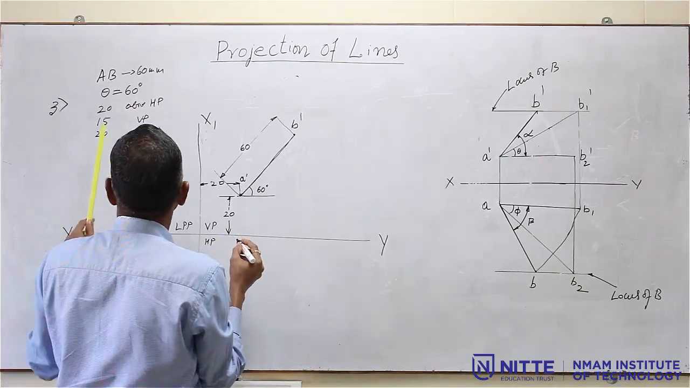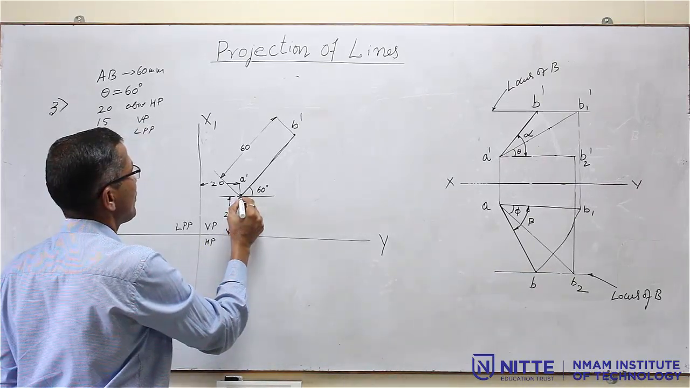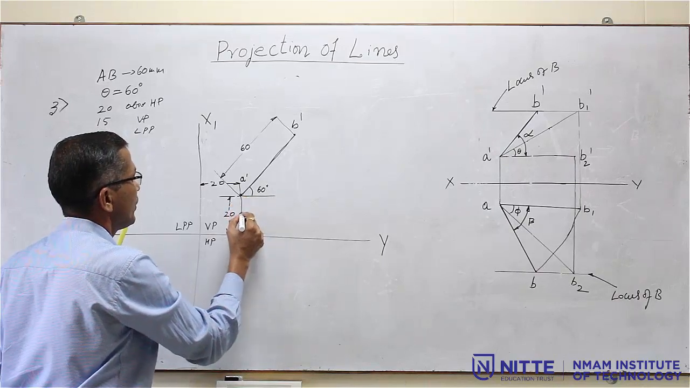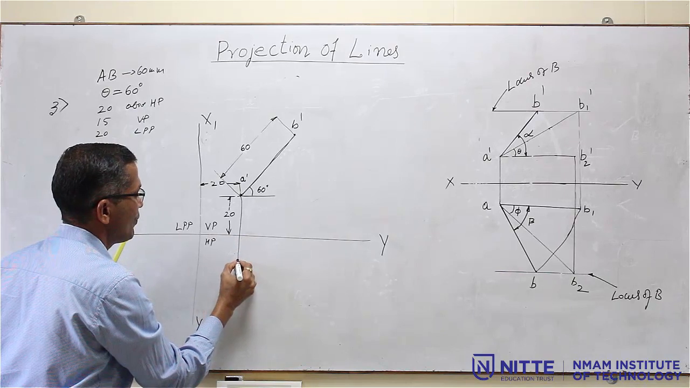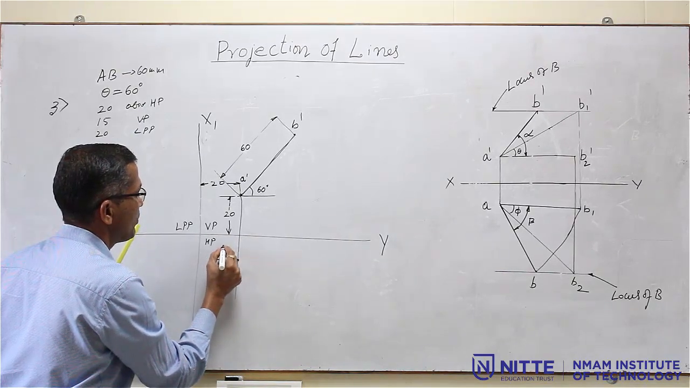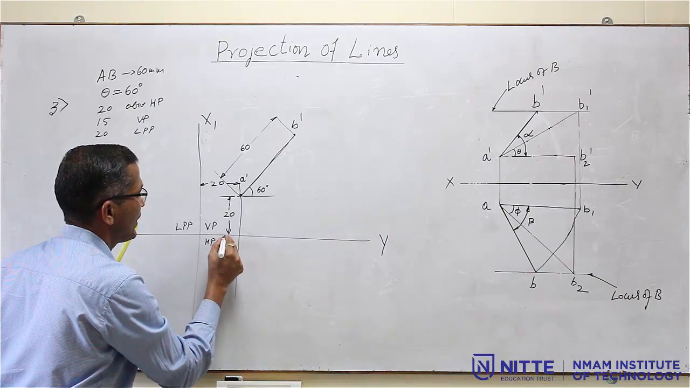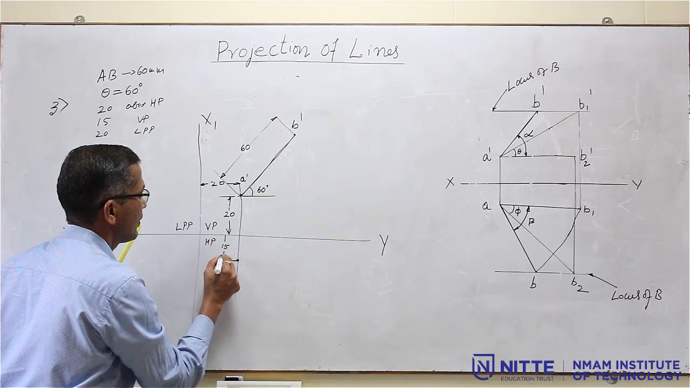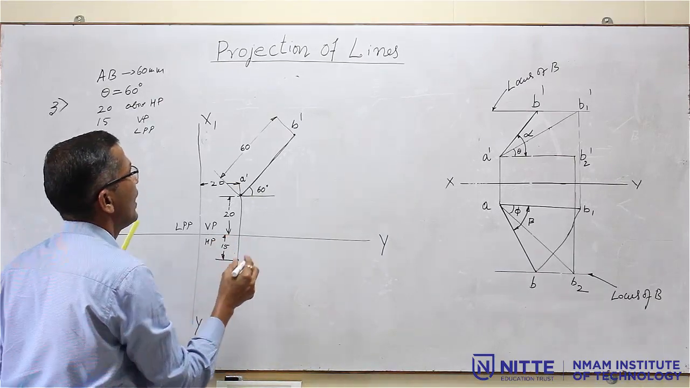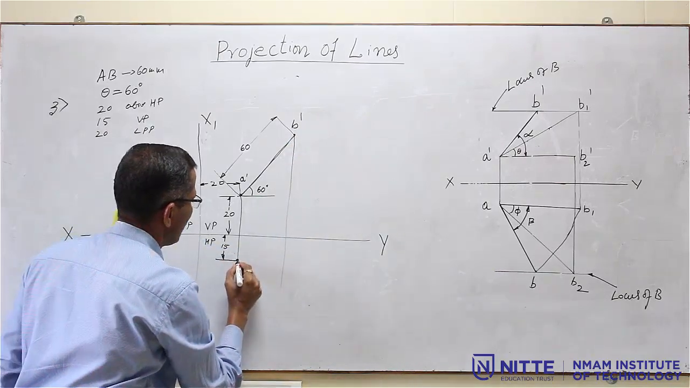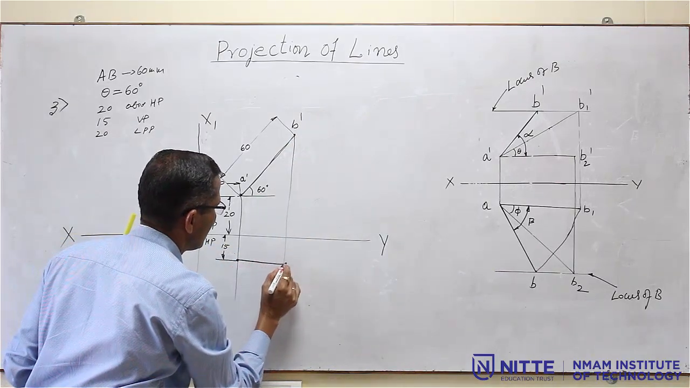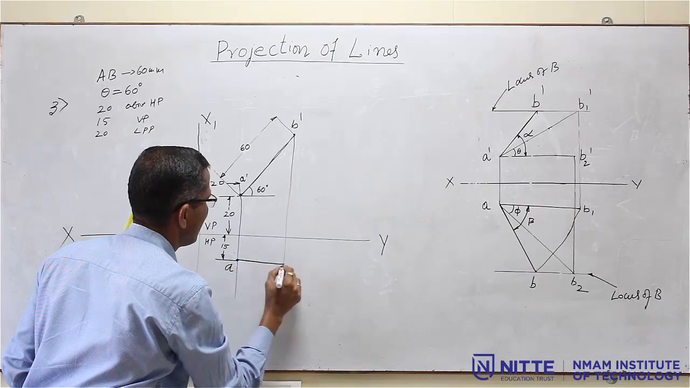Now, the line is 15 mm in front of VP. So, from here you draw a light line and measure a distance of 15 and mention that dimension, this is 15, and project the other end like this. This becomes A, this is B.